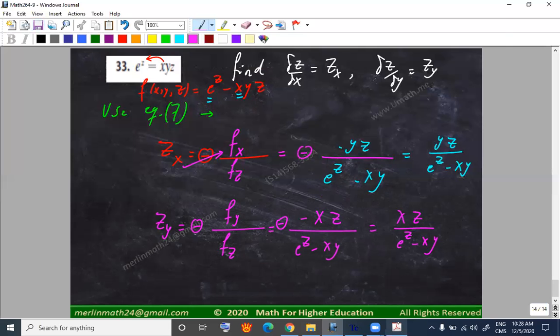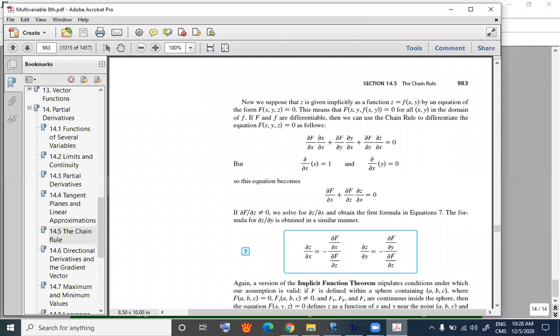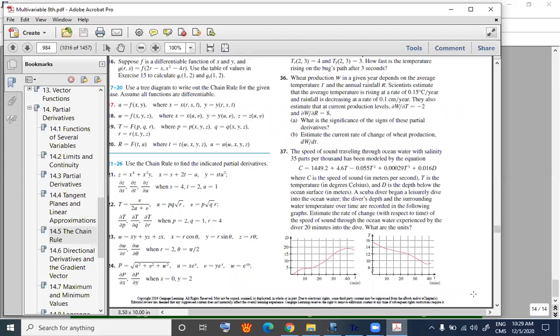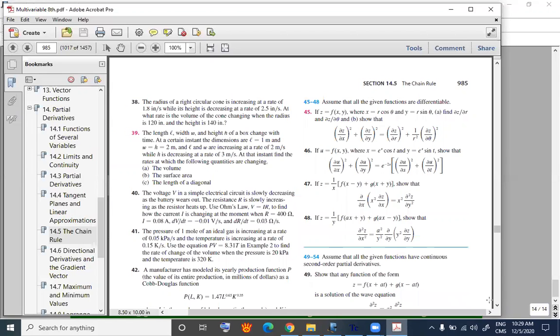What else? Do you still have any question? Number 46. It's the same thing, I think. No, it's not the same thing. Number 46. Okay. 46 fz where x blah blah blah. Yeah, same. It's longer in a sense.